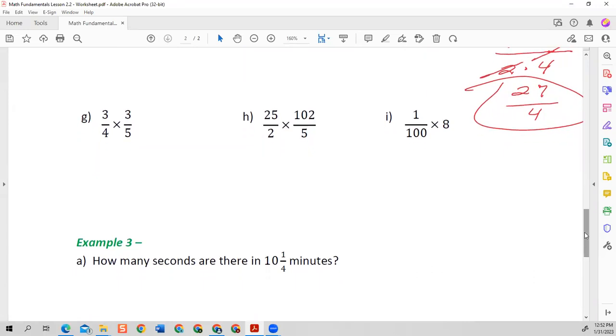Well, on G, we notice that there is no number on top that will reduce with the number on bottom. So let's just multiply straight across. 3 times 3 is 9. 4 times 5 is 20, and that's my final answer.